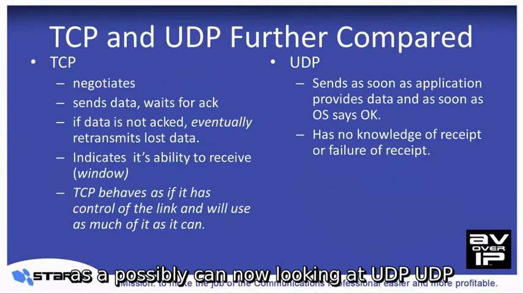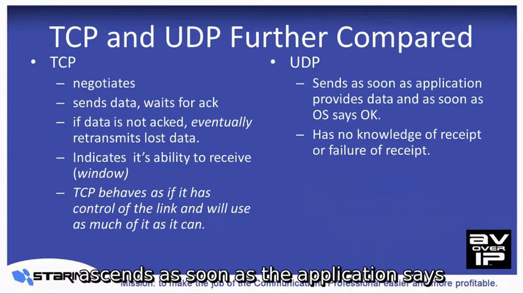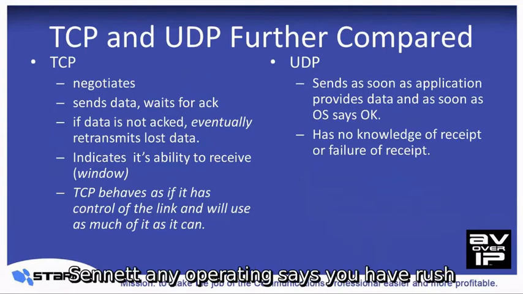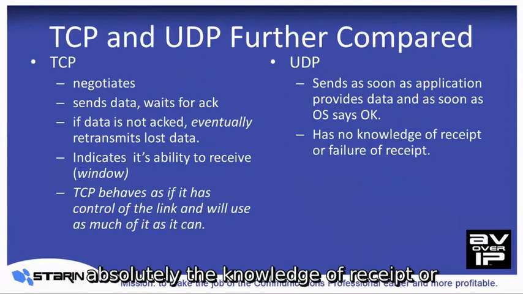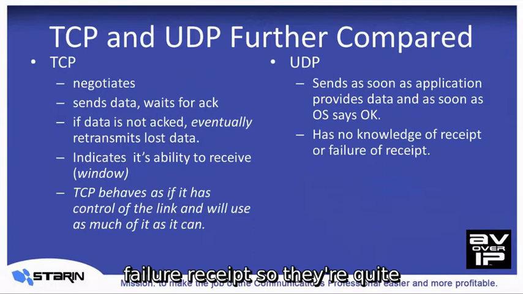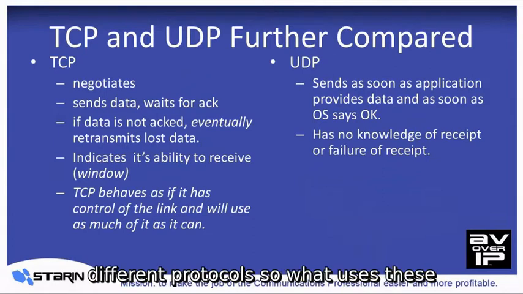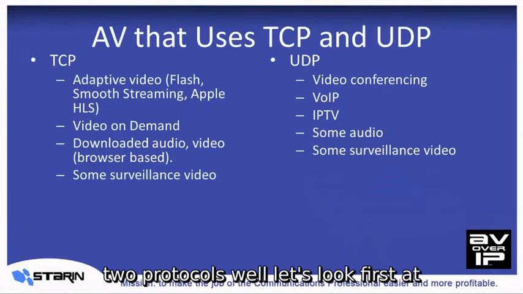Now, looking at UDP, UDP sends as soon as the application says send it, and the operating system says you have permission to do it. It has absolutely no knowledge of receipt or failure of receipt, so they're quite different protocols. So what uses these two protocols? Well, let's look first at TCP.